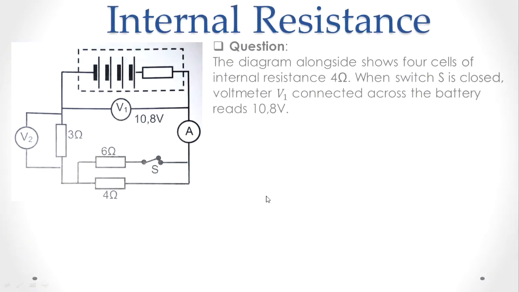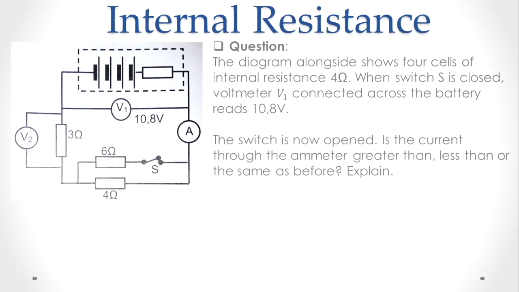And now looking at our next question, when we open the switch, it's been closed the whole time. If we open it here, what happens to the current that flows through the ammeter? Is it greater than, less than, or the same as before? And we need to be able to understand why that is. We can't just guess. So the answer is it is less than. Why would the ammeter reading be less than before?